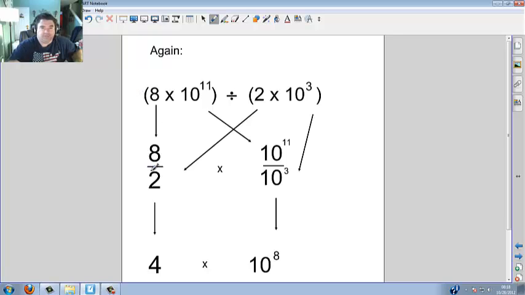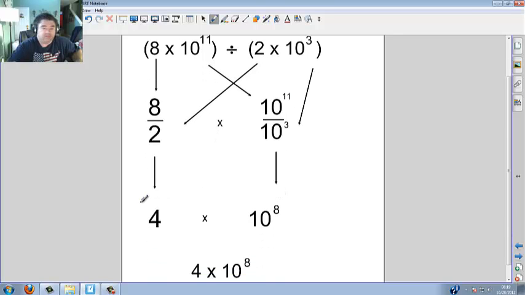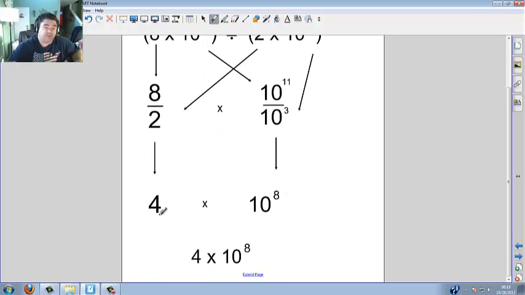8 over 2, got it. 10 to the 11th divided by 10 to the 3rd, excuse me, is here. So 8 divided by 2 is 4. 10 to the 11th divided by 10 to the 3rd, 11 over 3 is 8. 4 times 10 to the 8th. This is actually okay, or you could put 4.0. Either one is dandy.